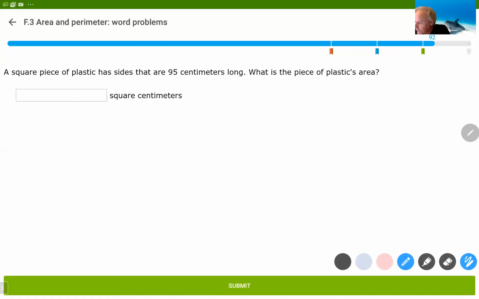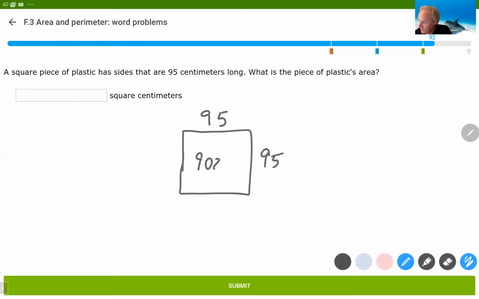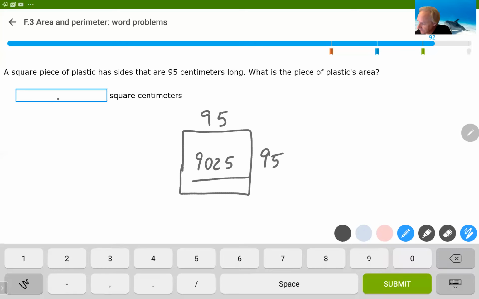Square has sides of 95. What is the area? So we've got a square. There, I even drew it right. 95 by 95, which makes 9,025 when you multiply them. And we're talking about square centimeters.